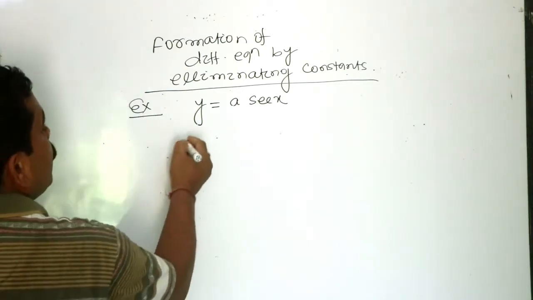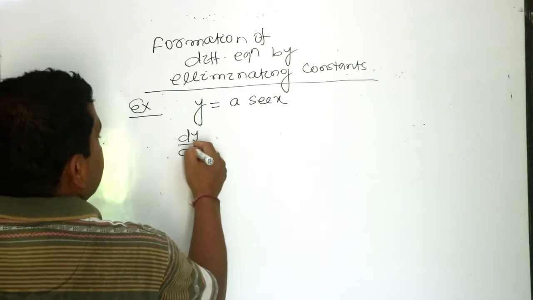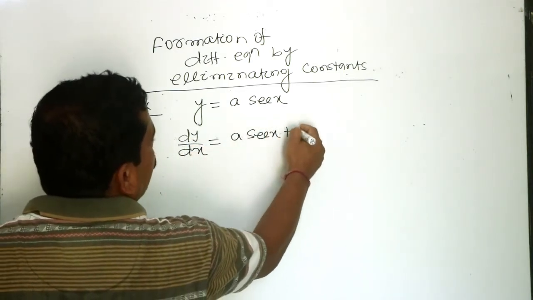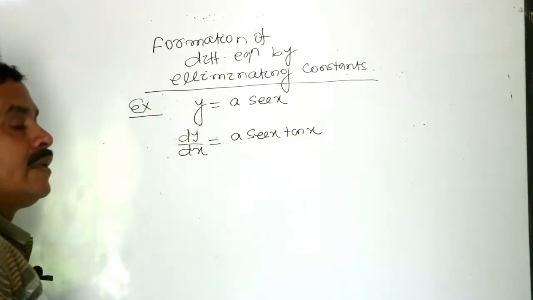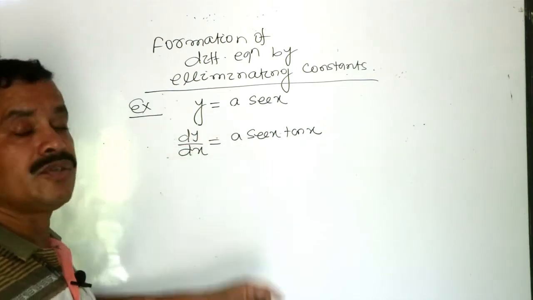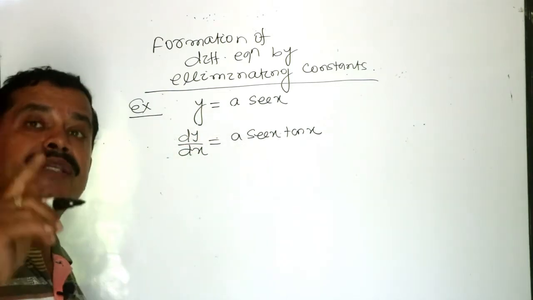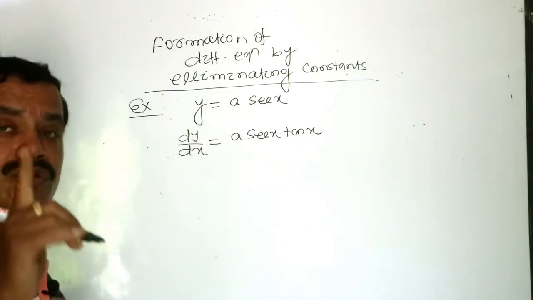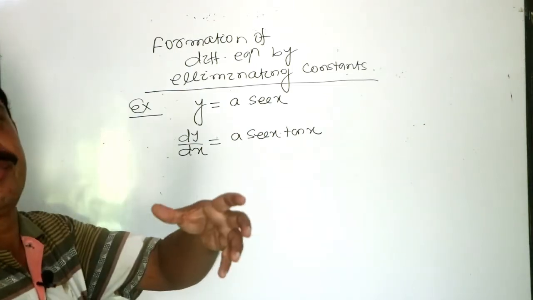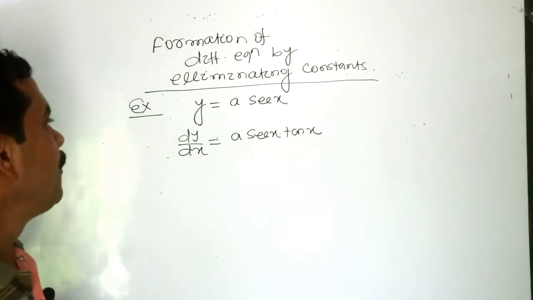So first you differentiate this. Dy by dx is a sec x into tan x. First we have to differentiate only once. Since there is only one constant, you have to differentiate only once. If there are two constants, you have to differentiate twice. Then you have to eliminate the constant by your own idea.